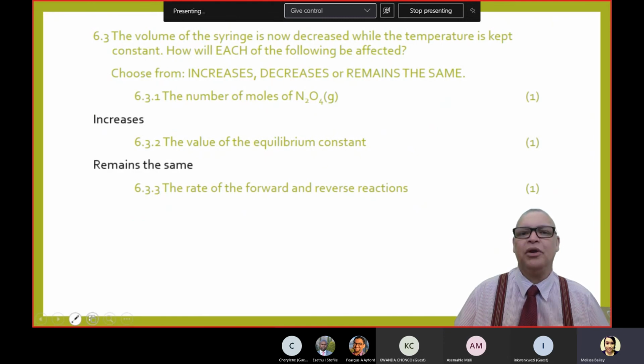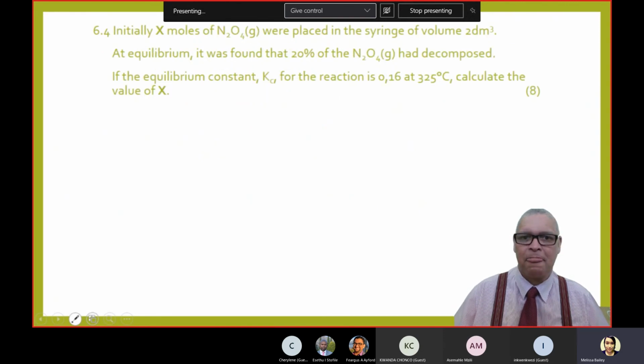What about the value of the equilibrium constant? The value of the equilibrium constant will remain the same, right? Because pressure, increase, decrease, has got no influence on that. And then thirdly, the rate of the forward or the reverse reactions, that will increase. Why? Well, that's what we learned this morning. Very important. They increase the reaction.